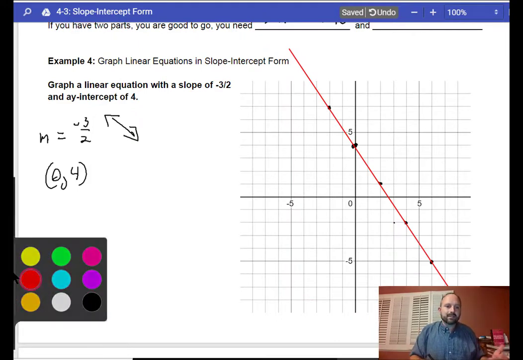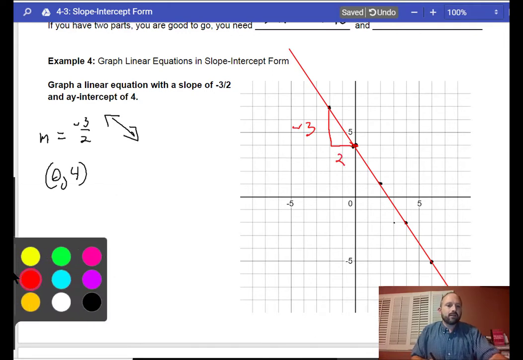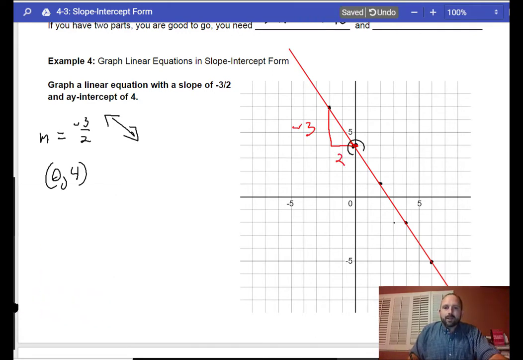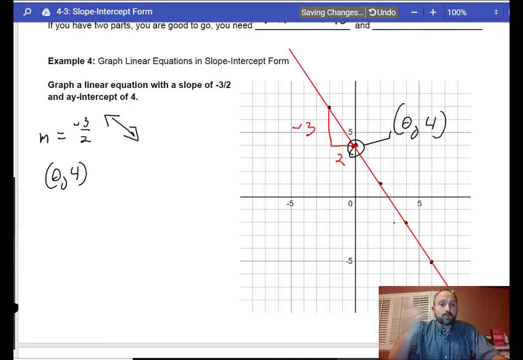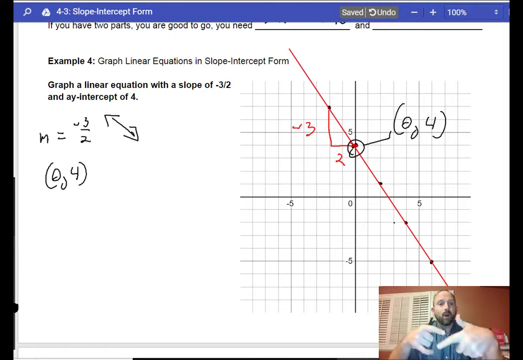So seeing this, this shows us our slope triangle. It goes down 3, to the right 2. And we know that our start value right here is (0, 4). So we really only need 2 things: a point and what the growth is like. All right, let's go on.